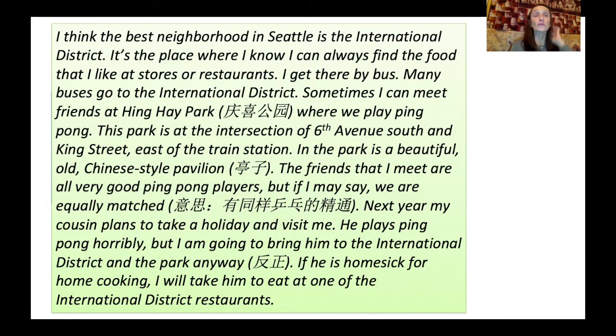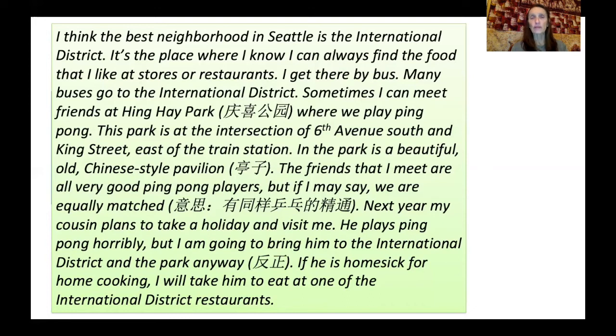So let me read this to you. I think the best neighborhood in Seattle is the International District. It's the place where I know I can always find the food that I like at stores or restaurants. I get there by bus. Many buses go to the International District. Sometimes I can meet friends at Hinghey Park, where we play ping pong.